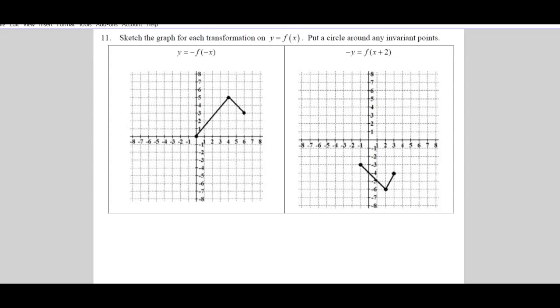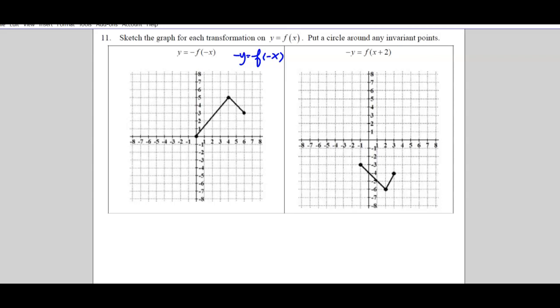Then you're asked to sketch here. So it says, sketch them and put a circle around any invariant points. You may want to, up to you, convert back to transformation notation. Like if you wanted to, you could show this as negative y equals f of negative x. I don't think you really need to. I think you can tell both reflections happen here, and for the order of those, it doesn't matter what you do first.